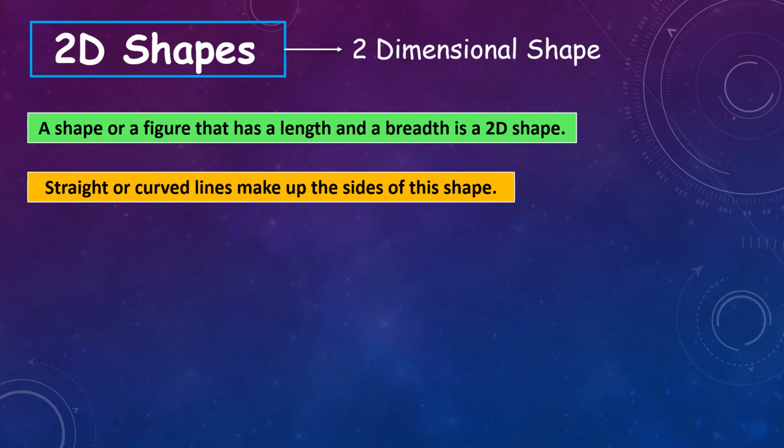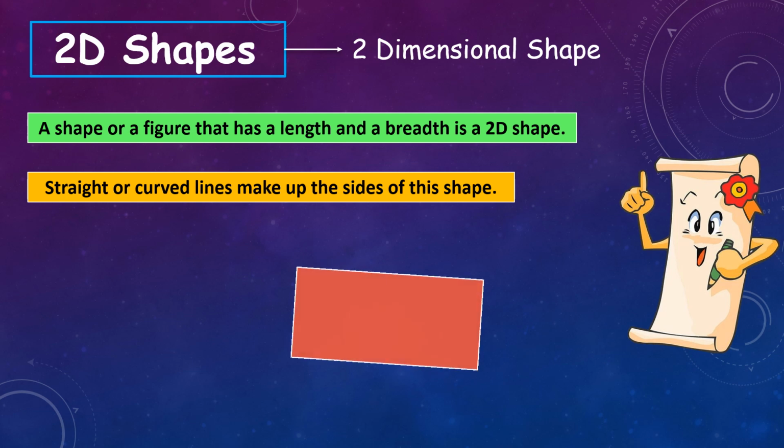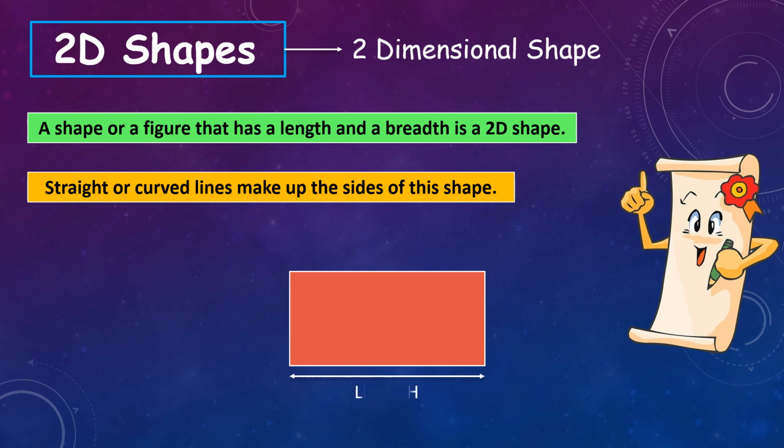So let us take a paper. This is a paper and this paper is in the shape of a rectangle. Let us draw a rectangle. Yes, and in this rectangle, which is the length and which is the breadth? The down line is the length and the side line is the breadth. So this rectangle is having both length and breadth. So it is having two dimensions. So it is a two-dimensional shape.